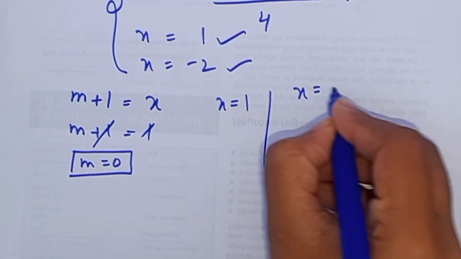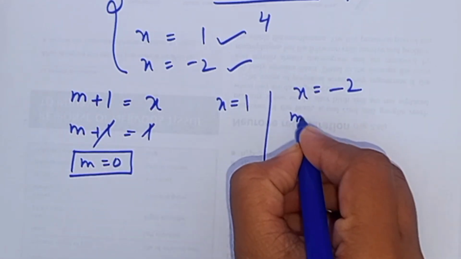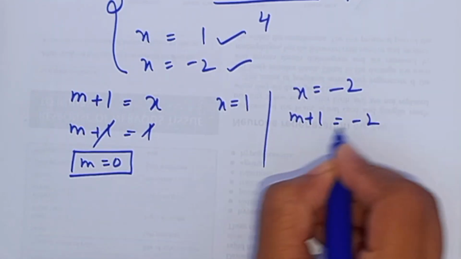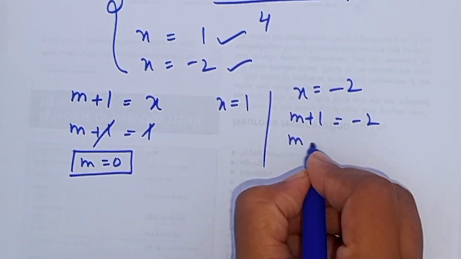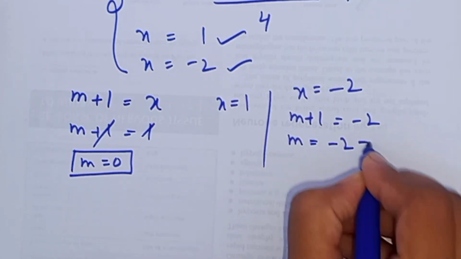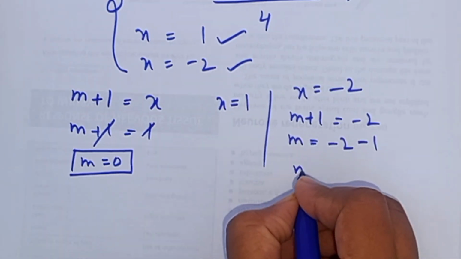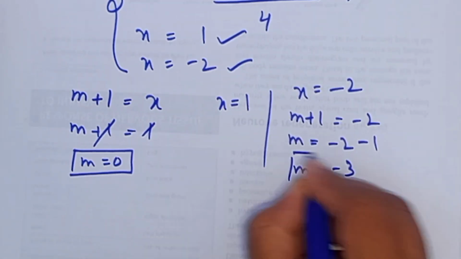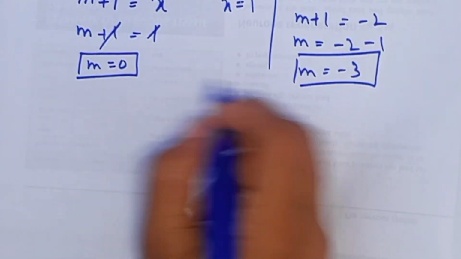Now if x equals minus 2, then m plus 1 is equal to minus 2. Subtract 1 from both sides, then m equals minus 2 minus 1. So m equals minus 3. This is the second answer. Now we verify these two answers.